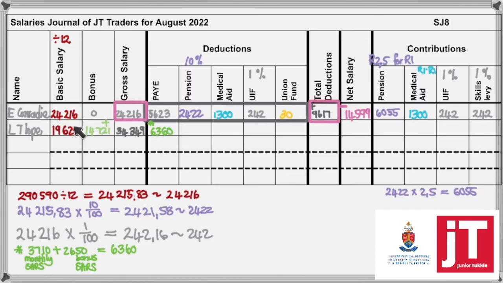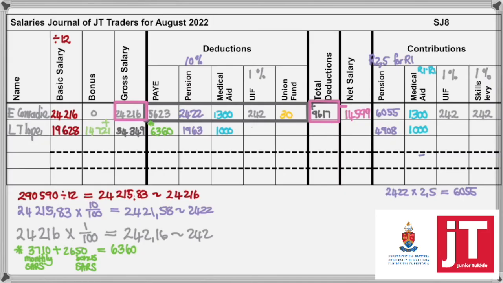Then pension, yet again 10% of the basic salary, so be very careful. It's 10% of the 19,628 Rand, not including the bonus. He doesn't pay pension on his bonus. So that's how I get the 1,963 Rand. That's the 10% of the 19,628 Rand. And then to get to the pension contribution of the 4,908 Rand, you times the 1,963 times 2.5 gives you that 4,908 Rand.